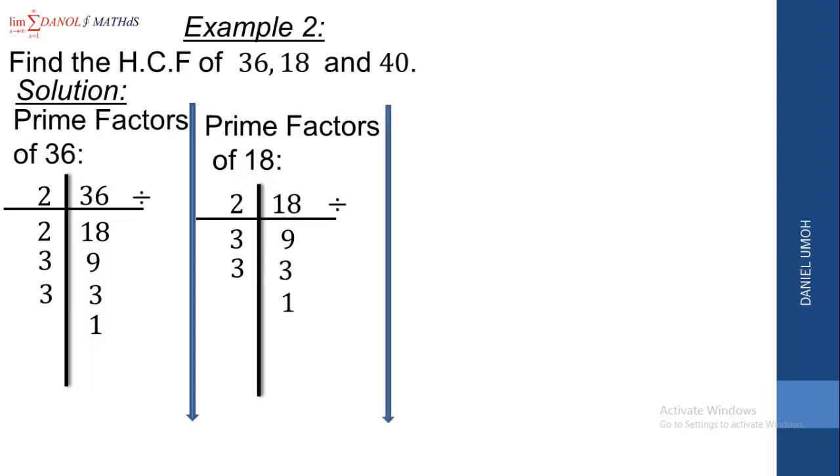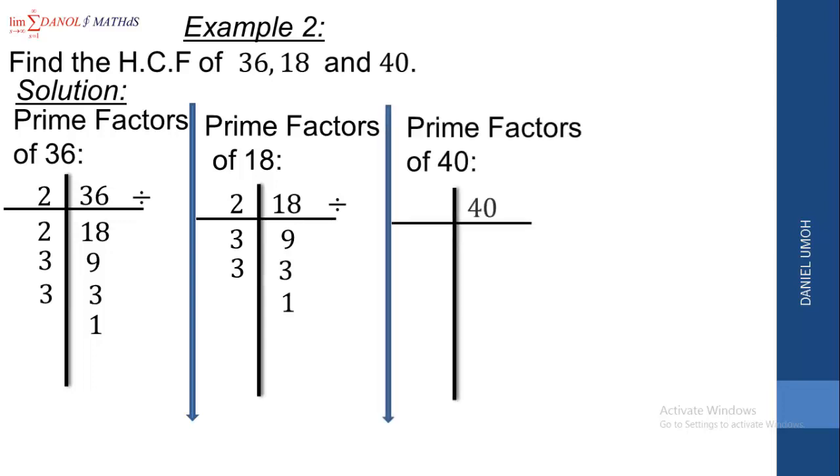Now let's check out the prime factors of 40. We say the smallest prime number that can divide 40 is, of course, 2. We say 40 divided by 2, that gives us 20. Of course, 2 can still go. We say 20 divided by 2, that gives us 10. Of course, 2 can still go. We say 10 divided by 2, that gives us 5. So 2 cannot go again, and 3 cannot go, so we use the next prime number, which is 5. We say 5 divided by 5, and that gives us 1.